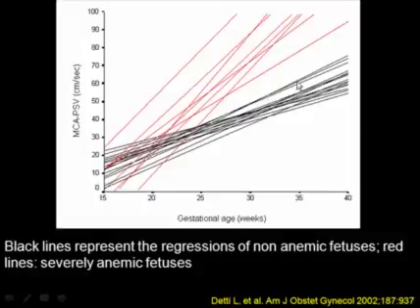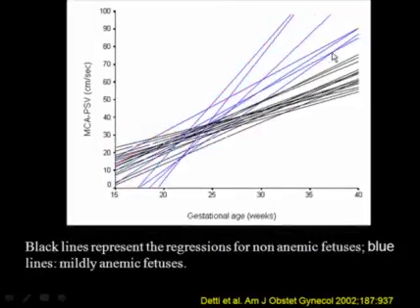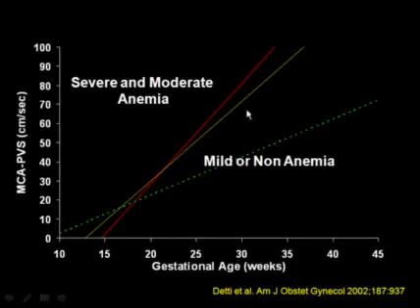As you can see, the slope of the curves is different. Even when we looked at the fetuses who were mildly anemic at cordocentesis, we found that the slope between the normal non-anemic fetuses in black and the mildly anemic fetuses was different. Okay, so we developed this graph.